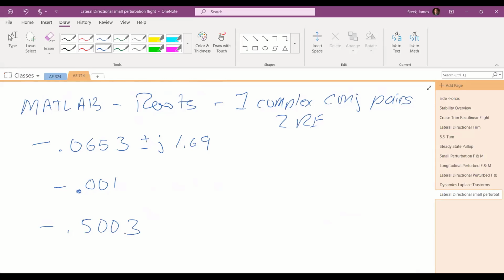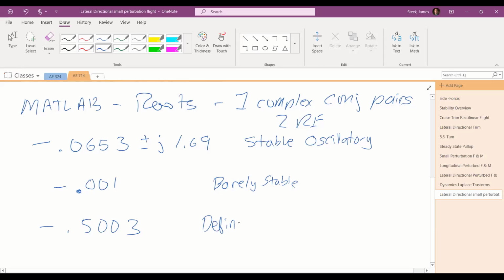So we look at this, and this one is obviously stable and oscillatory. This is barely stable. And this one is definitely stable. So we could call them that. We could say this is the stable oscillatory mode, the barely stable mode, and the definitely stable mode.